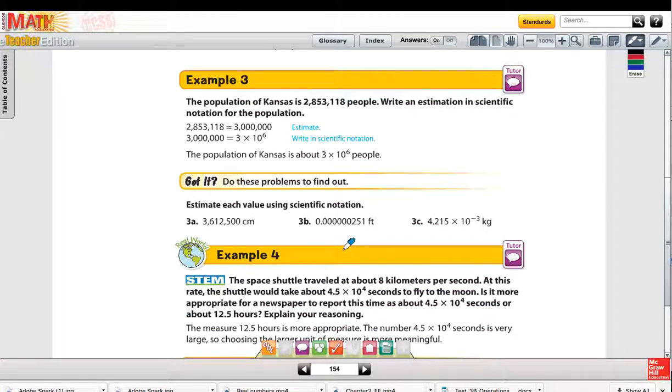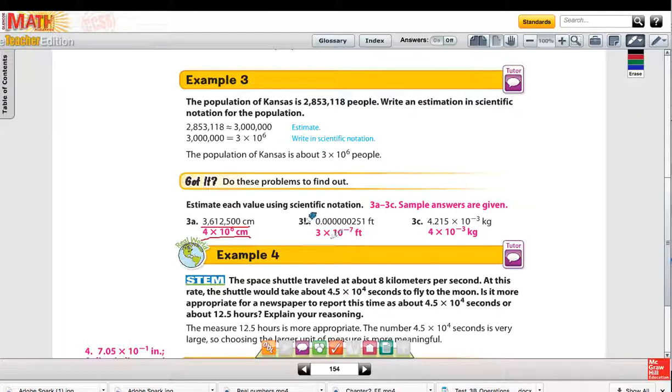For example 3, you're going to be doing some more scientific notation, and it says to estimate. Okay, so we have 3,612,500, and there's not really a wrong answer here on how you estimate it. So what they did in the answer key was just estimate that to 4 million. So that's 4 times 10 to the 6th power.